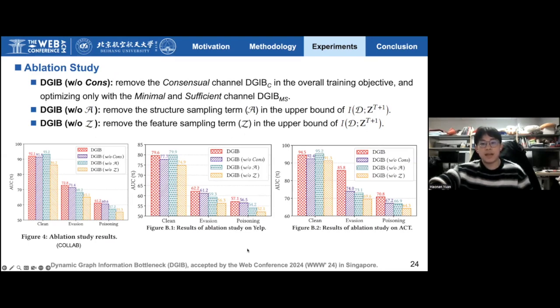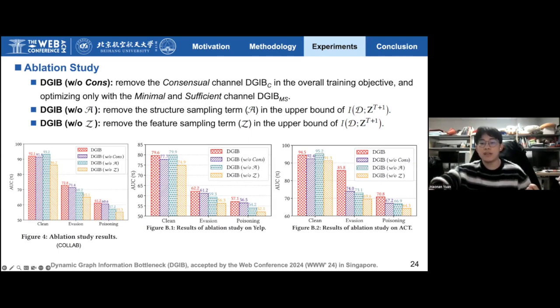So from the result, we can see that overall DGIB outperforms the other three variants, except for the DGIB without A, where it exceeds the original DGIB-Bern on the clean Collab by about 1%. So we claim this phenomenon is within our expectation, as the structure sampling term A contributes to raising the robustness by refining structures and compressing feature information, which will surely damage the performance on the clean datasets.